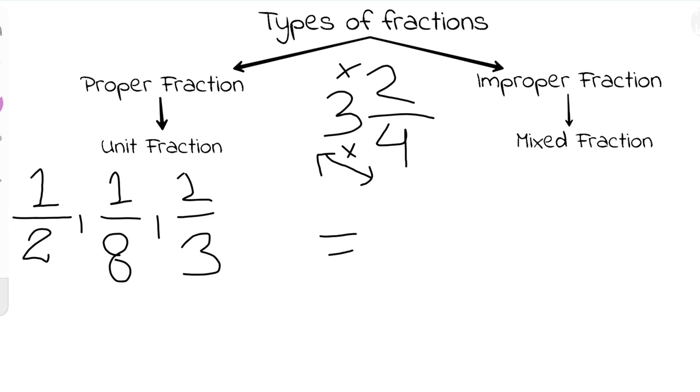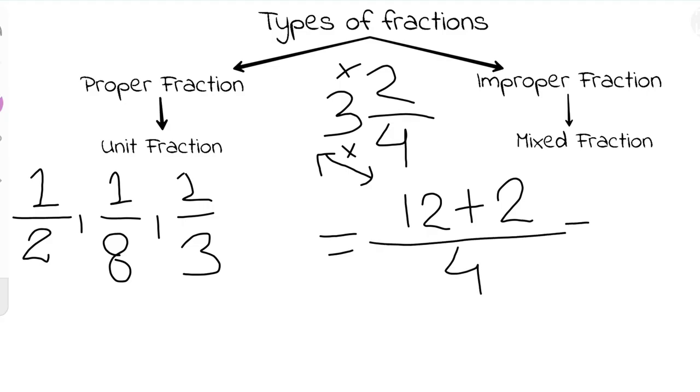Let's see how. 4 3 times is 12. Then you will add the remainder part, that is 2 here. So 2, or you can say numerator, and the denominator will remain the same, that is 4. So it would equal 12 plus 2 is 14, 14 by 4. Okay, so 3 2 by 4 can be written as 14 by 4.